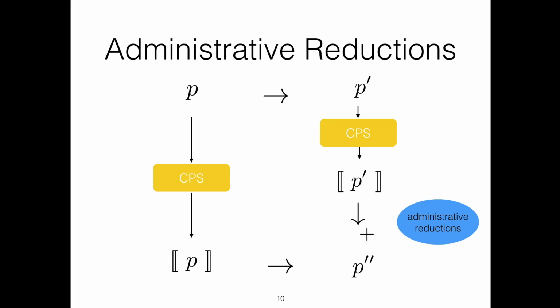Another reason why the simulation diagram may not hold is because some transformations introduce administrative reductions. That is, reductions that can be performed at compile time. This is the case with several continuation passing style transformations. In this scenario, the translation of P steps to a term P double prime that is not the translation of P prime, but rather the translation of P prime steps to it after performing the so-called administrative reductions. But from this diagram, we can no longer derive semantics preservation.